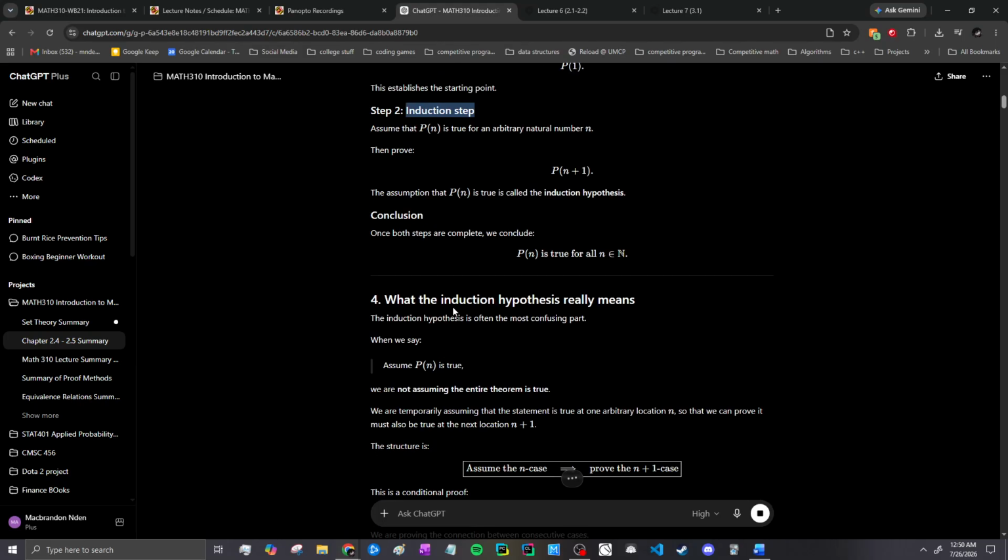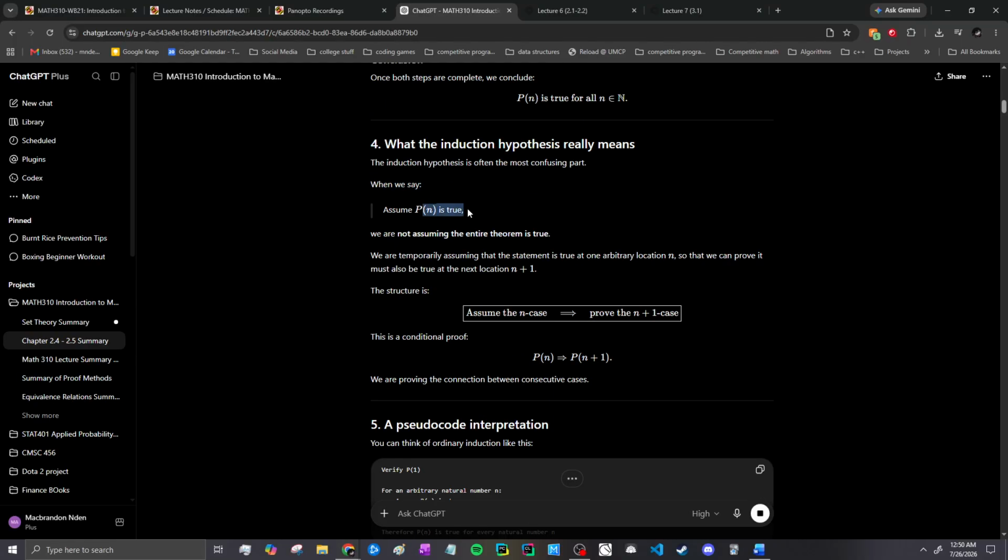So what does the inductive hypothesis really mean? The inductive hypothesis is most often the confusing part. When we try to prove P(n), we're not assuming the entire theorem is true. Assuming that the statement is true for every natural number n would be circular. Instead, we assume it at one arbitrary location n, so we start with the basis step, and then prove it must be true for the next location. The structure is: assume P(k), then prove P(k+1) is true.